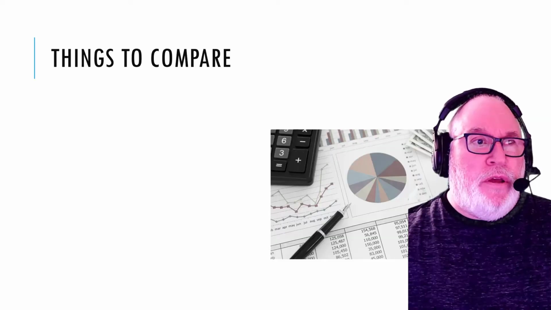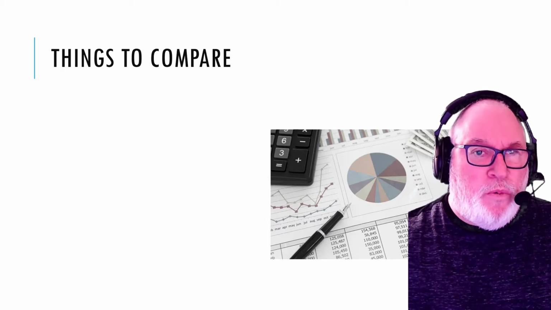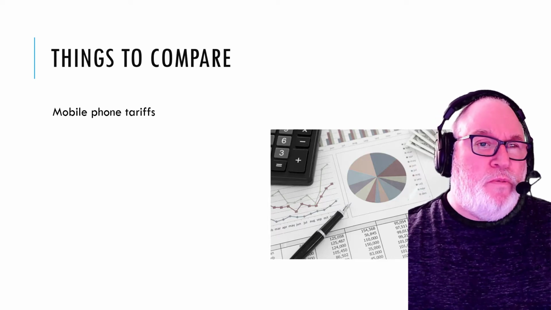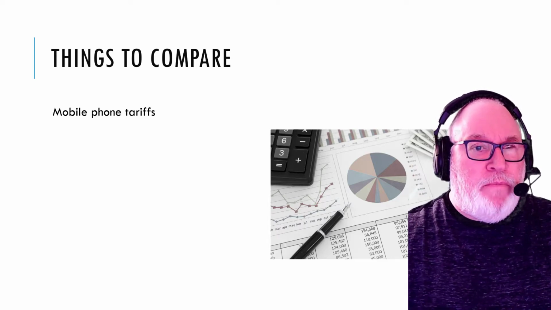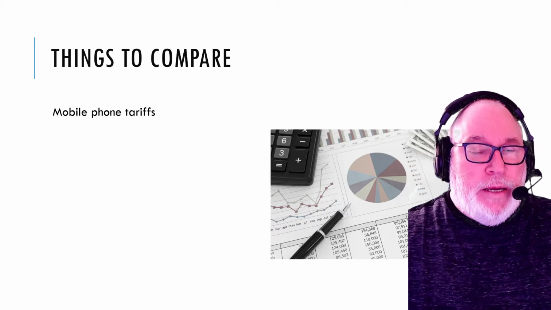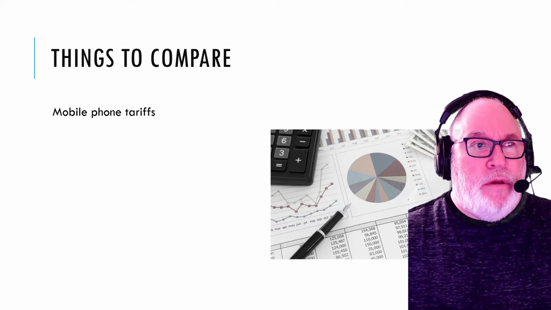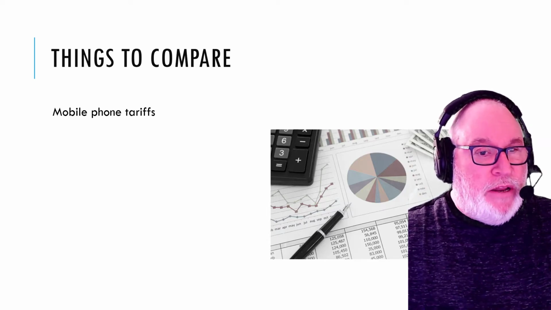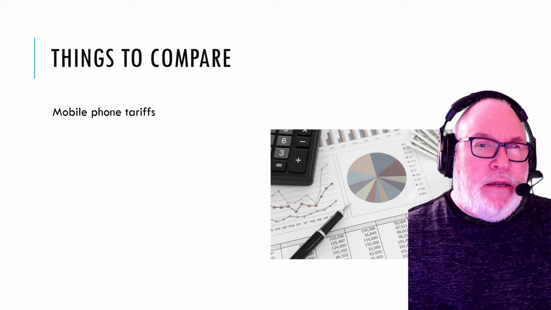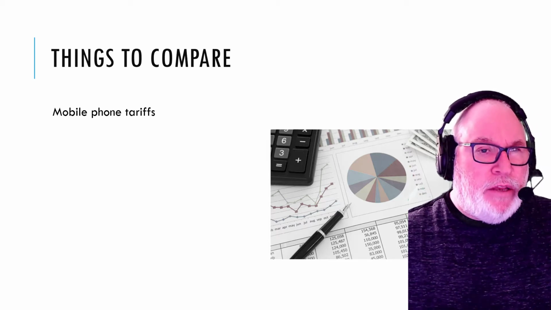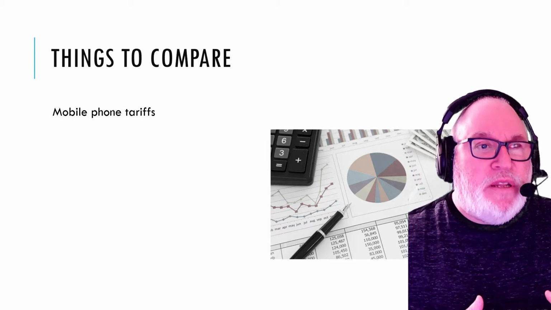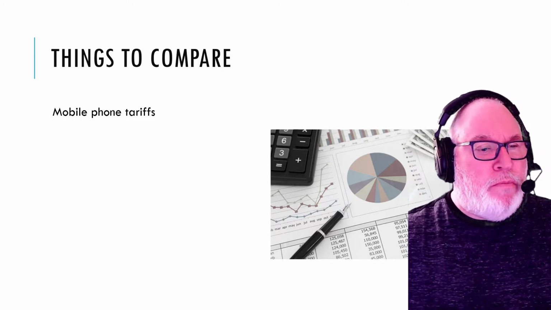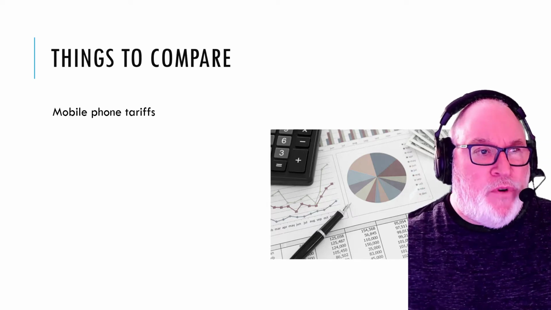So let's have a wee look at the numerical side of things as to why we would need to compare. So the things to compare. Mobile phone tariffs. Everybody's got a mobile phone nowadays. Are you on the best tariff? Is there a better tariff that can maybe save you money? It's all about saving money nowadays, and taking a look and comparing things so that you can make an informed decision. And this is why numeracy and numbers, mathematics, comes into everyday workings for us.